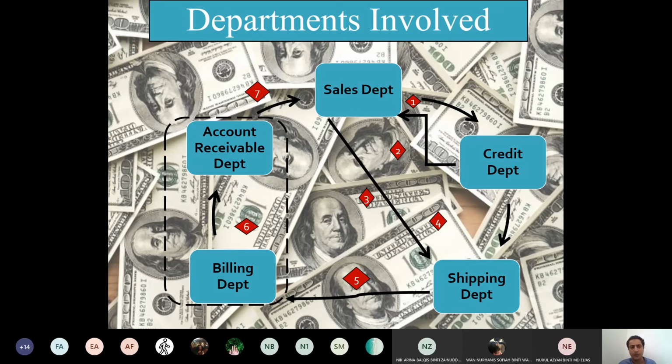And we should recognize that we need to segregate some departments from each other. If we are a small company, then we need to segregate the duties itself. So the one who issues the bill or the invoice shouldn't be the one who records in the account receivable department or account receivable function.